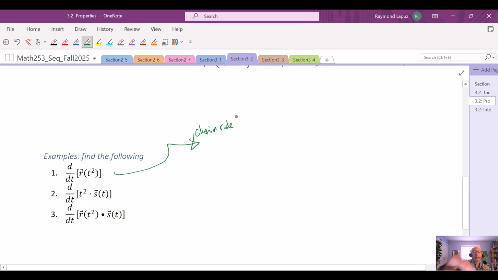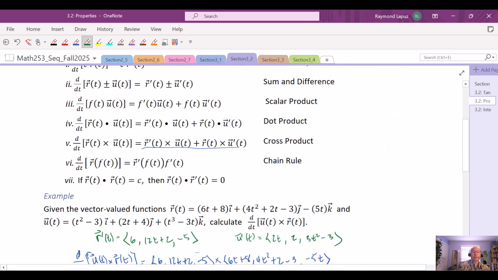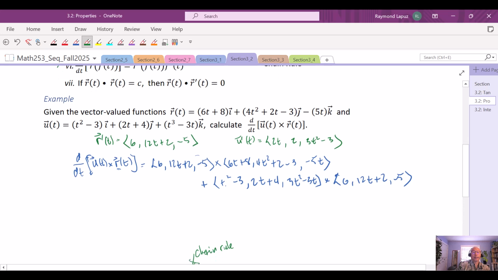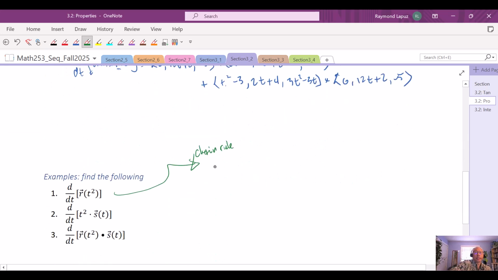And we saw a chain rule up here. That would be this rule over here. We don't know what r is in this case, so we'll just say that the derivative of r is r prime, and then we'll put t squared here. Then we do a scalar multiplication with the derivative of t squared, so that's just 2t. So whatever your r is, you take the derivative of that, put in t squared, and then multiply this by 2t. So that's your first result.